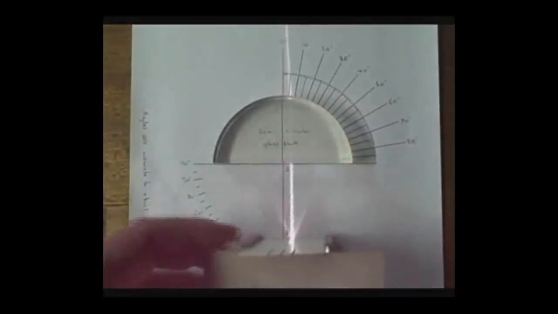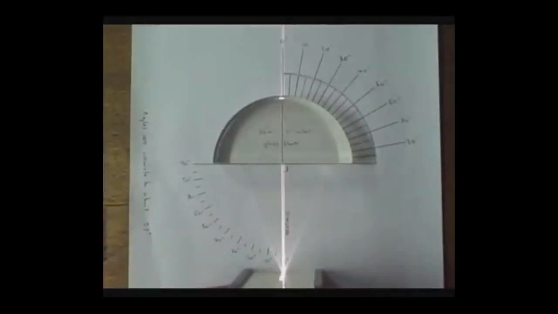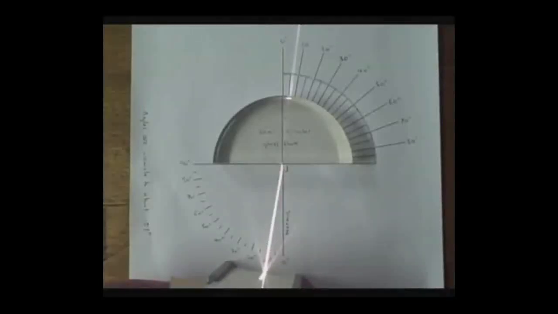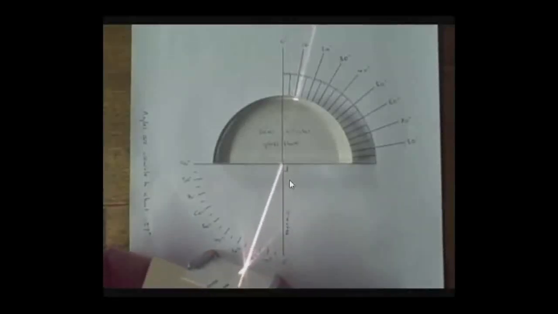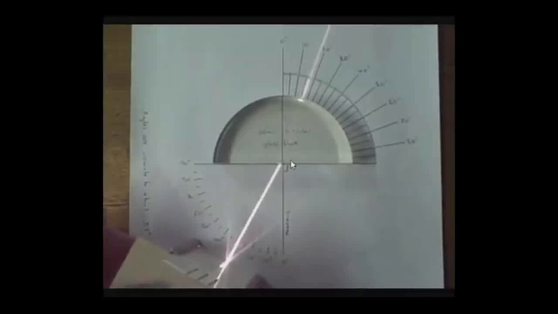Now, focus a laser light. When laser light is passing through the normal, it goes undeviated, but when the laser light is put at an angle, then there is refraction suffered. Let us see once again. This is the normal, this is the incident ray, the angle between the normal and the incident ray is called angle of incidence.